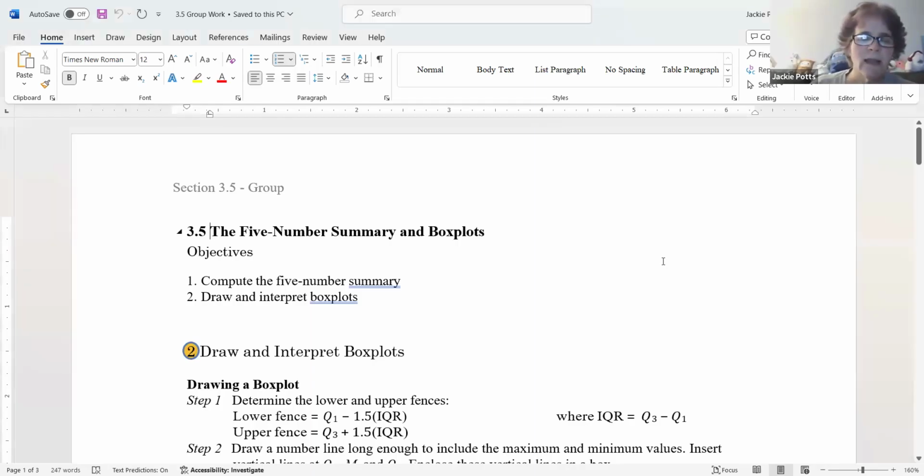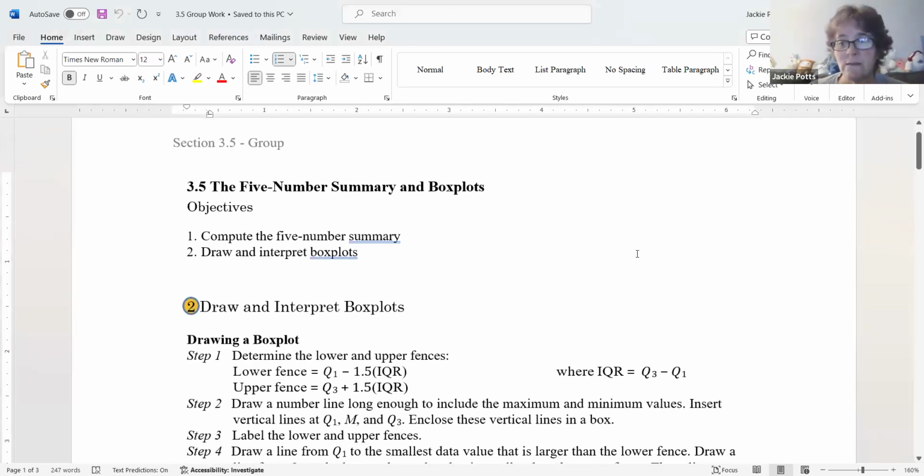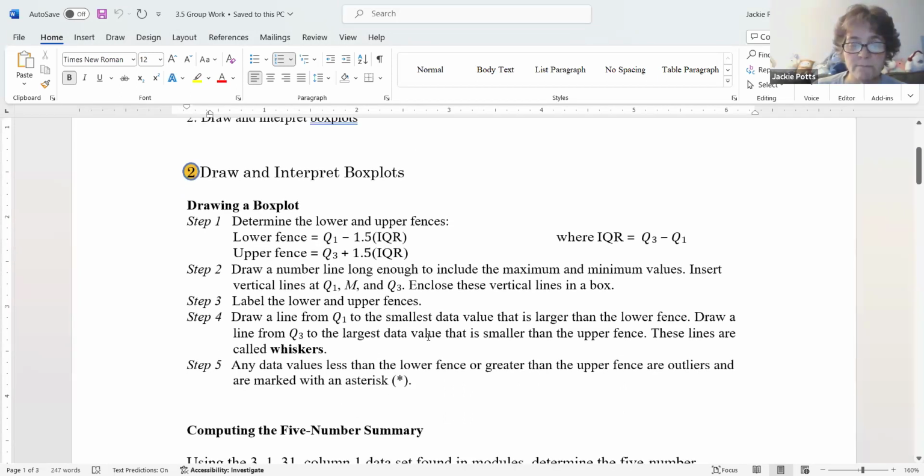All right. Last video, we talked about the 5-number summary. You just didn't realize it. The 5-number summary starts with the Q1, median, and Q3. Well, now I'm going to add the min and the max. We need these 5-number summaries so that we can draw a box plot. So here's the steps of drawing a box plot.